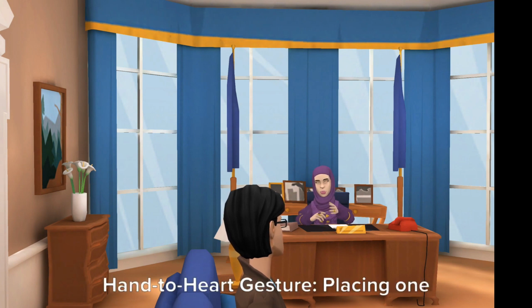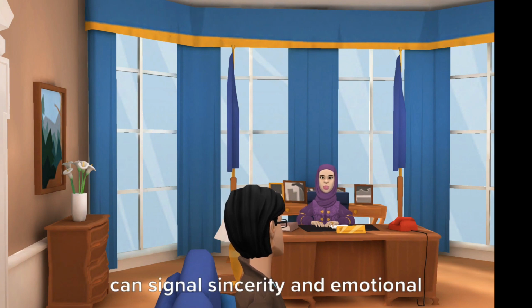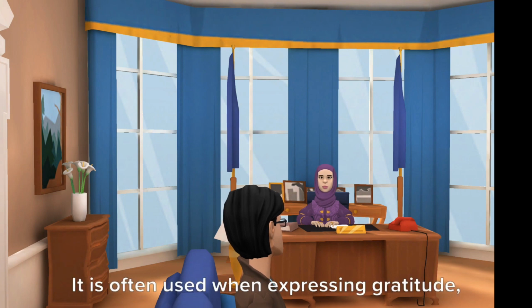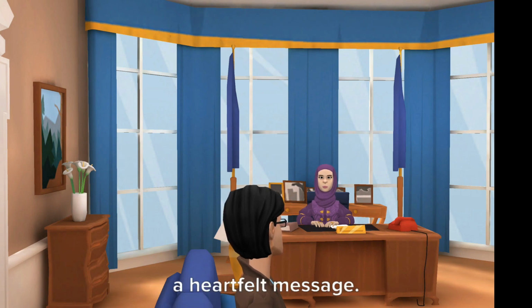8. Hand to heart gesture. Placing one hand on your chest near your heart can signal sincerity and emotional connection. It is often used when expressing gratitude, empathy, or personal stories to convey a heartfelt message.